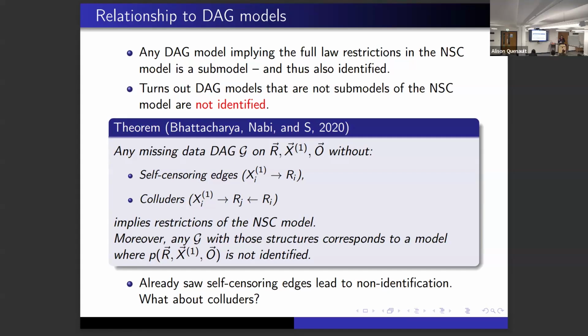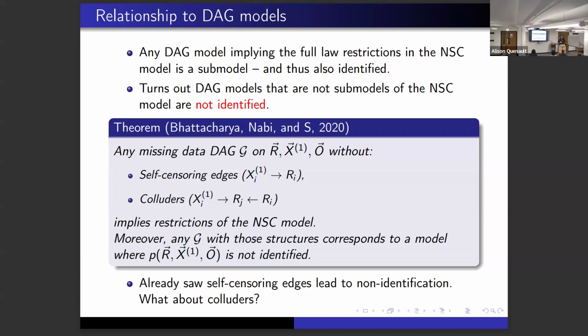Okay, so if these structures do not exist for any pair, you're in business. You're a submodel of the no self-censoring model. And if they do exist, you're not. So that's the graphical characterization. We could together read the theorem about why it has to be these structures, but that's what it is.